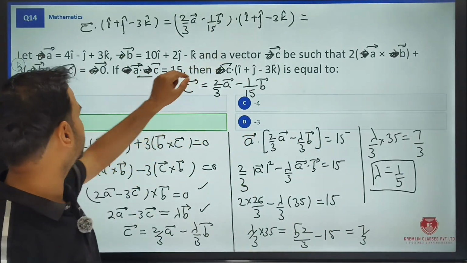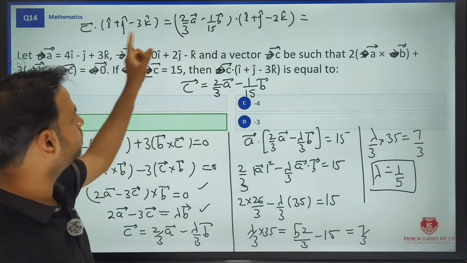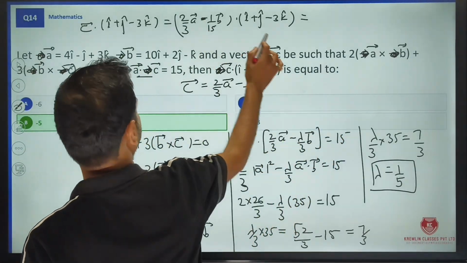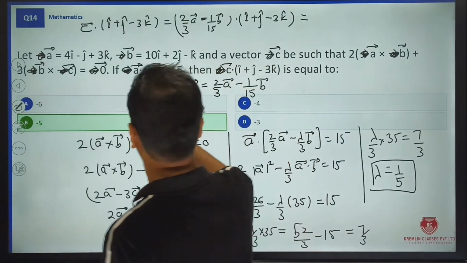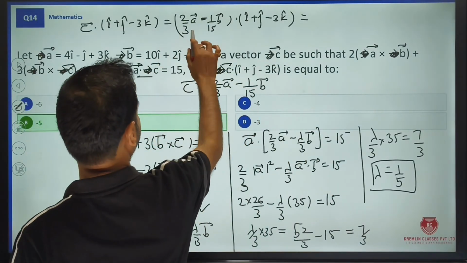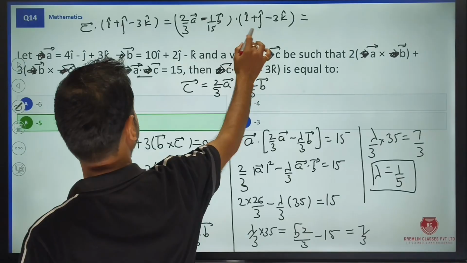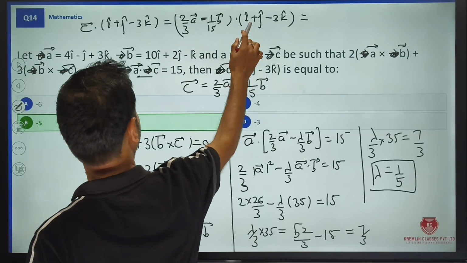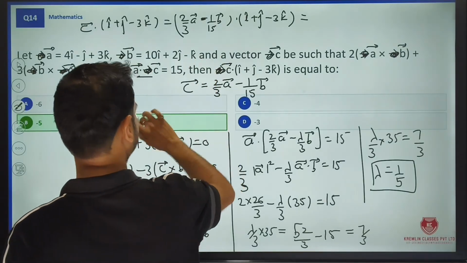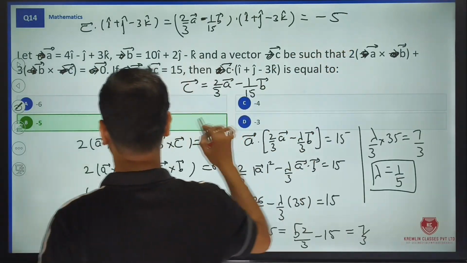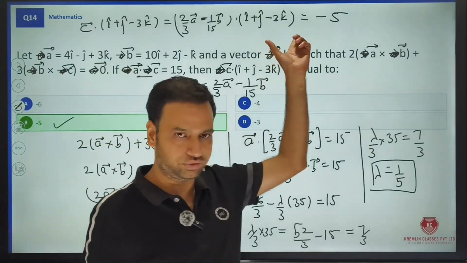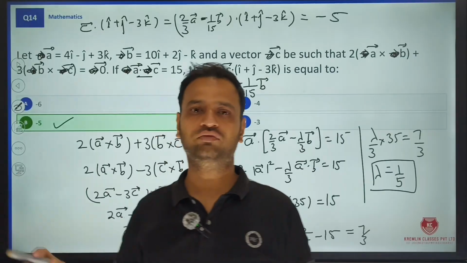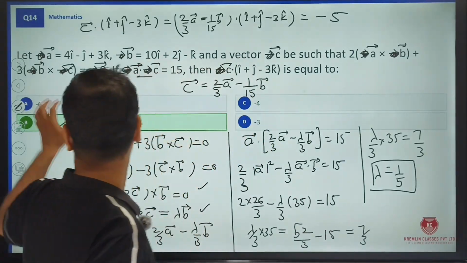Now we have to solve this. When we put a vector here and b vector here, we will get the answer. Let me solve first. 2 by 3 a vector minus b vector by 15, dot i cap plus j cap minus 3 k cap. So it will be 2 by 3 times 4, and this will come out to be minus 5. You can solve it quickly using the dot product. We have solved this 14th question also.